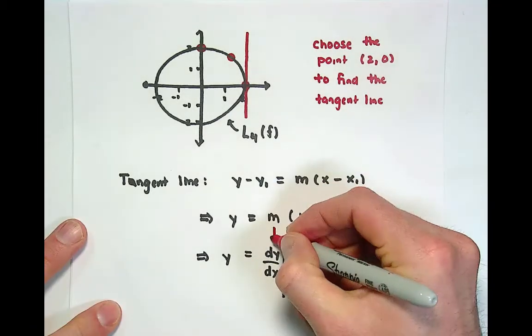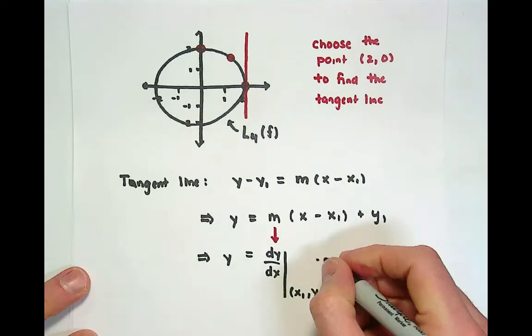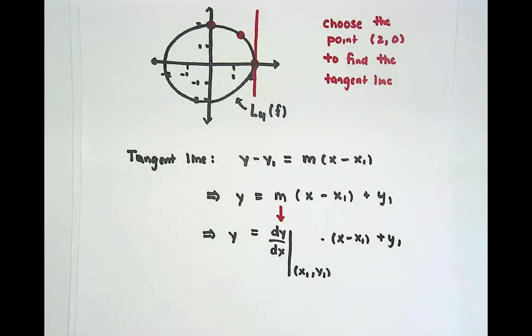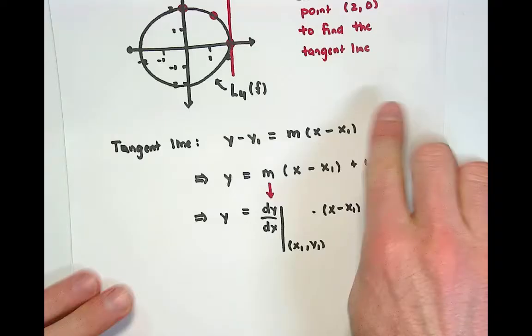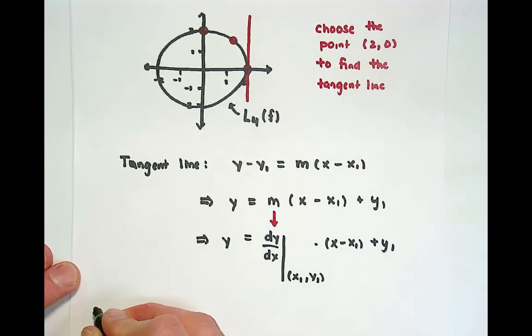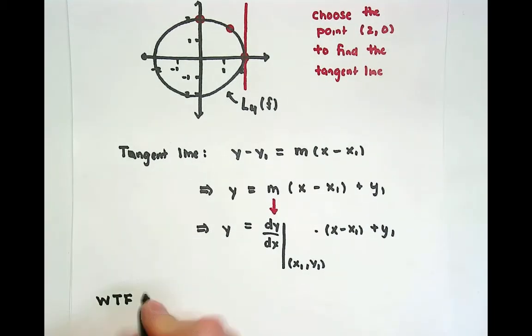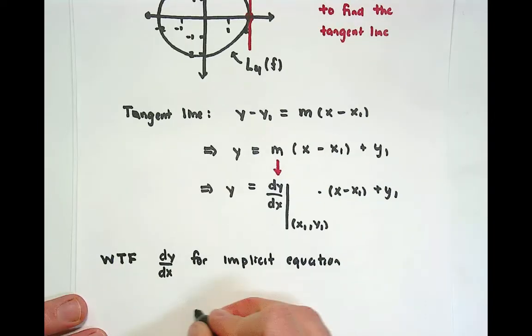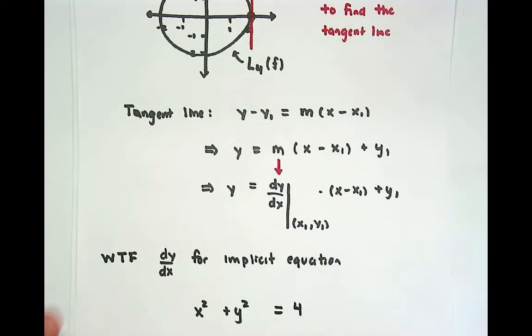So this here is our slope. And then, of course, we just multiply that derivative by x1, y1 plus y1. So in the challenge now, in this case, we know what x1, y1 will be because we've set it beforehand. And of course, we want to find dy dx for the implicit equation given by this level curve, which of course was x squared plus y squared equal to 4.